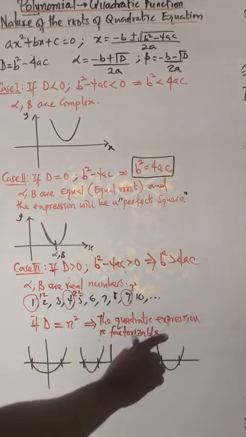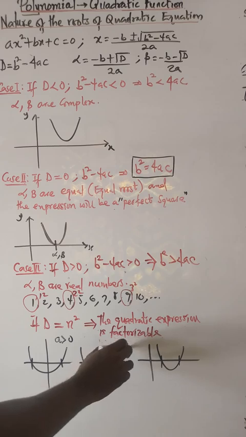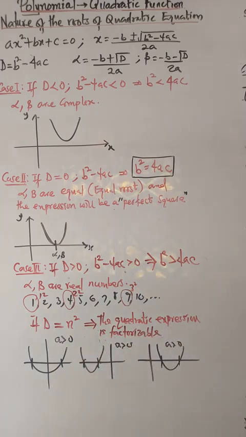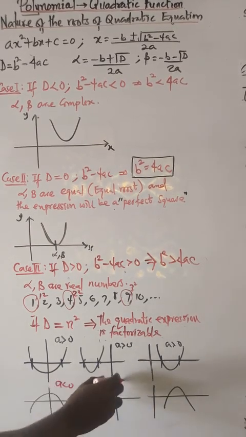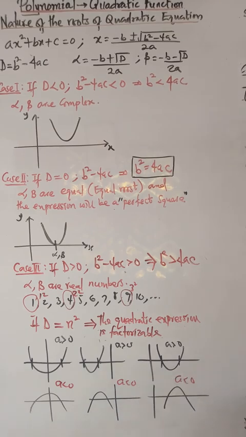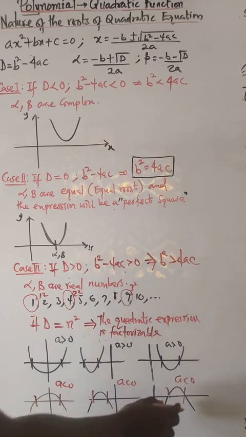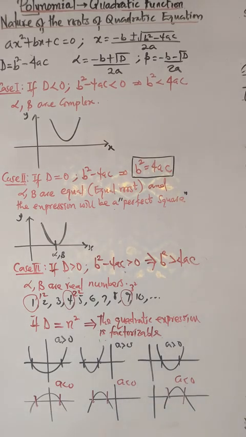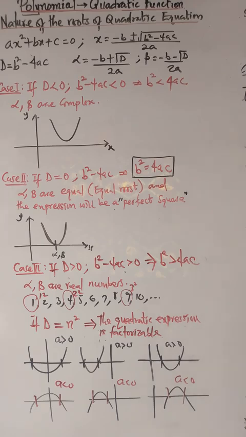We are going to get a minimum curve if the coefficient of a is what? Positive. If a is positive. But if a is negative, it will flip. So we have the opposite. So for this one, a is less than 0. So one positive and one negative, both negative, both positive. Any of these are the graphs for when d is greater than 0, we get real roots. Alpha and beta are real roots, or you can call them real numbers.